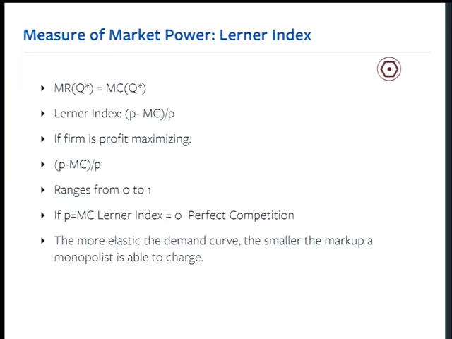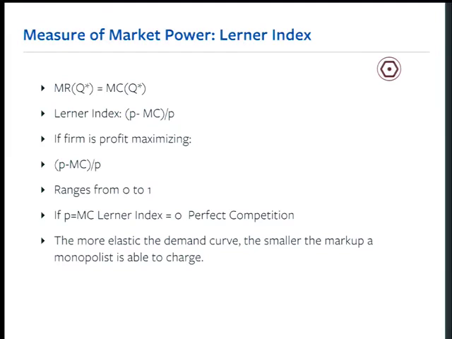What the Lerner Index says is at Q star, marginal revenue equals marginal cost. That's the profit maximizing output choice. Now, the Lerner Index is simply price minus marginal cost over price. If it's 0, that means price is equal to marginal cost. So if price is exactly equal to marginal cost, the numerator is 0, and the Lerner Index will be 0.